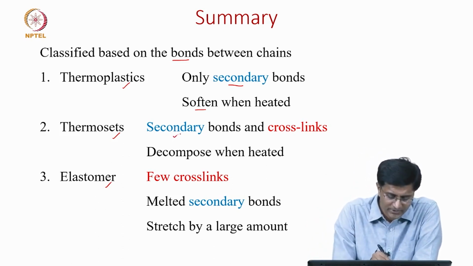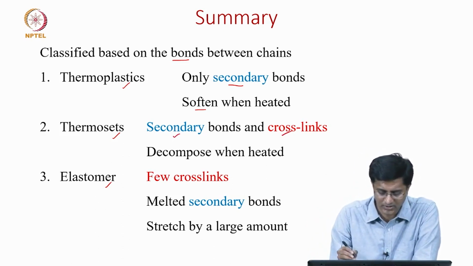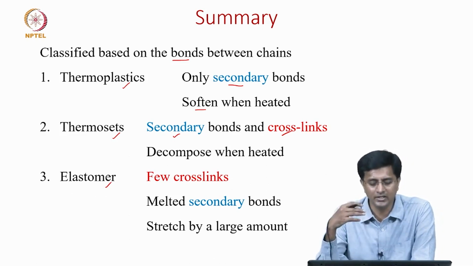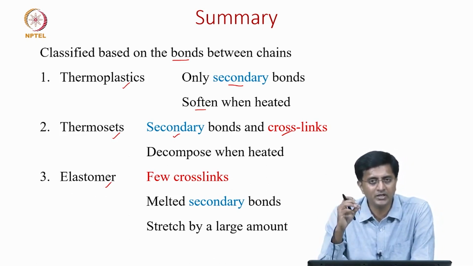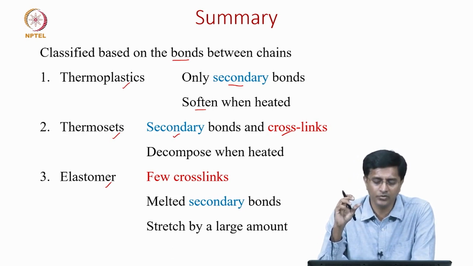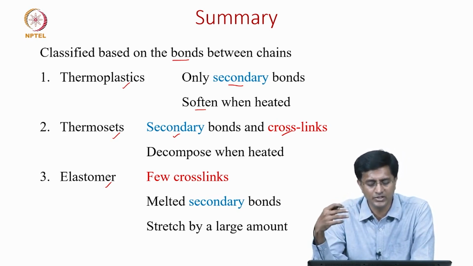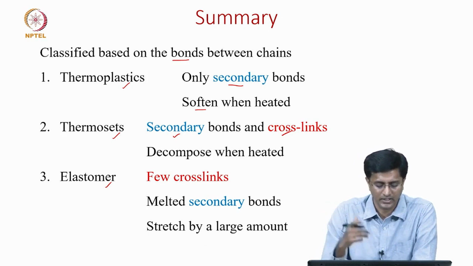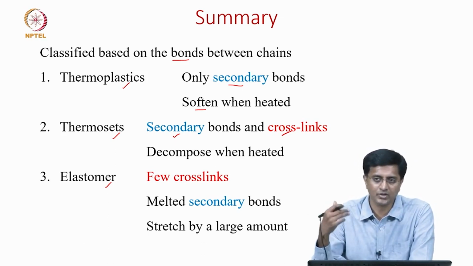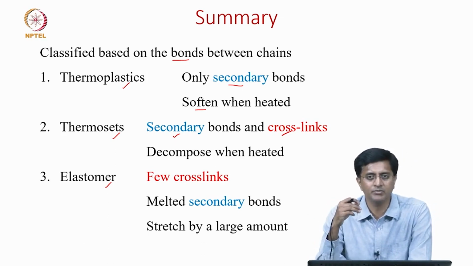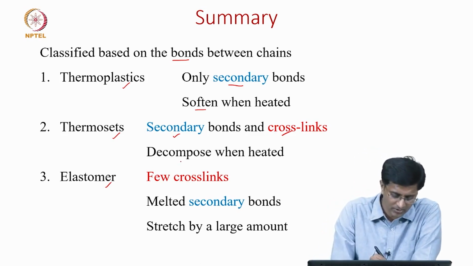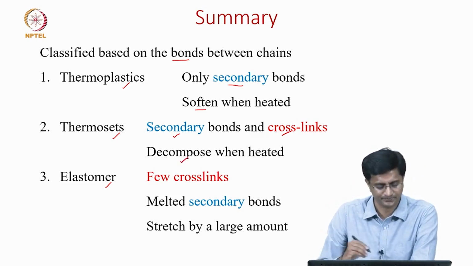Thermosets have secondary bonds as well as cross links, meaning that when they are heated the secondary bonds melt and it softens a little bit but the cross links cannot be melted easily, and the only way it melts or breaks is by giving lots of energy or burning these thermosets. At those temperatures or at those high energies they simply break down. So, when the polymer chains break down, that is called decomposition of polymers.